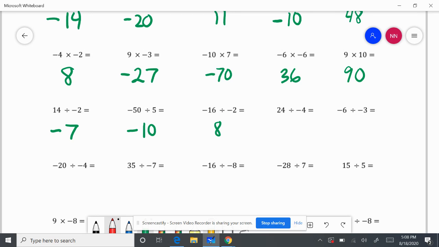We're going to take 24 divided by negative 4. So positive divided by a negative is a negative. 24 divided by 4 is 6. A negative divided by a negative is a positive. 6 divided by 3 is 2. Now pause this for a second and do the next row.